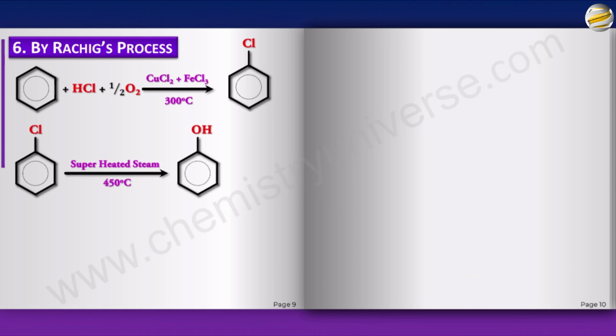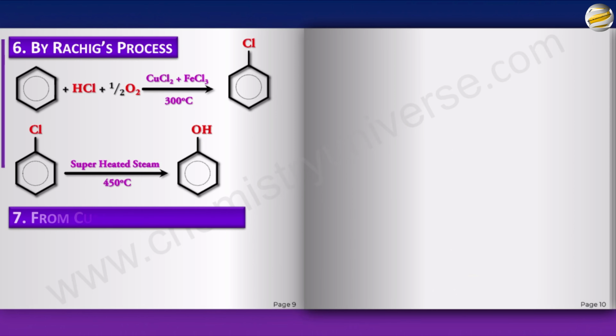The next is a very important preparation. It's called the cumene hydroperoxide preparation. So let's understand what is cumene first. So there is benzene here and you have propene.